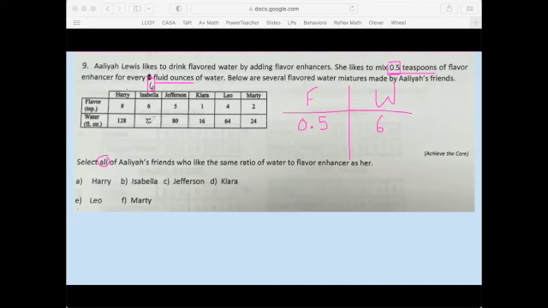So what we need to do is look at all of Aaliyah's friends, Harry, Isabella, Jefferson, Kiara, Leo, and Martin, and see, are the ratios that her friends have equivalent or the same as the ratio that Aaliyah has? So in other words, let me change the color, are all these ratios that we have here equivalent to the ratio half to 6, which is this ratio right here?